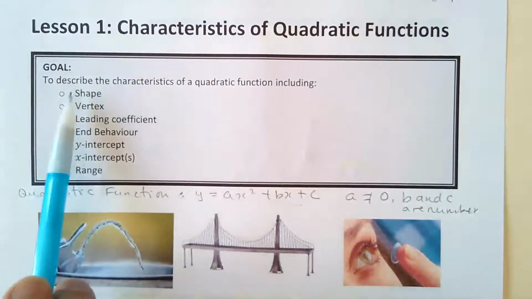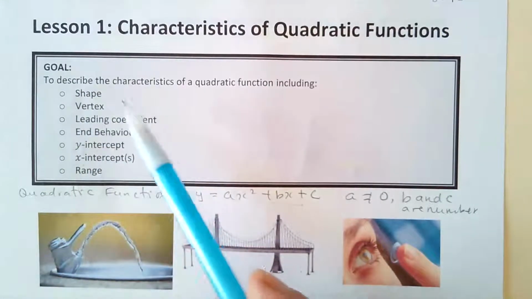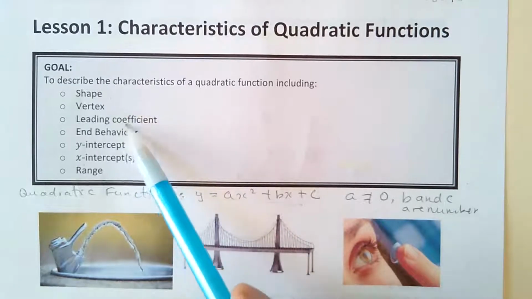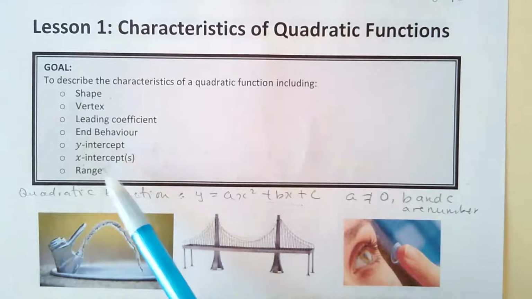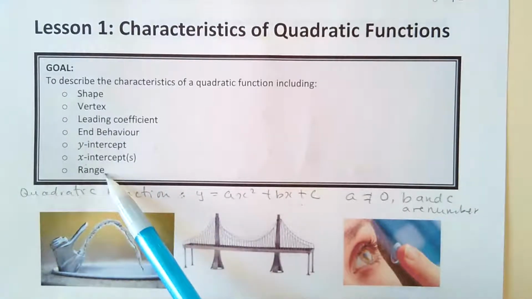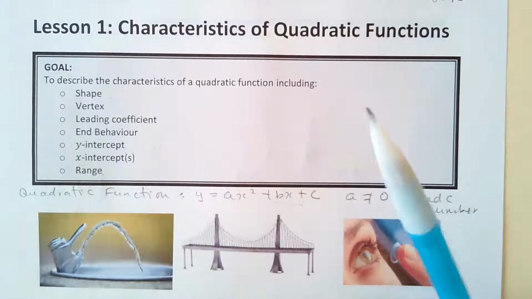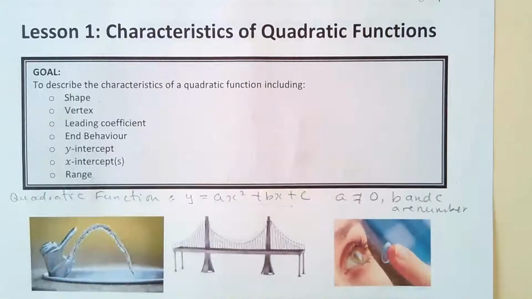So far, we've looked at quadratic functions, describing their characteristics such as shape, vertex, leading coefficient, end behavior, y-intercept, and x-intercept along with the range and domain. The first set of questions we looked at was when you were given a graph to describe the quadratic function. In the next lesson, we looked at when you were given just the equation but no graph.